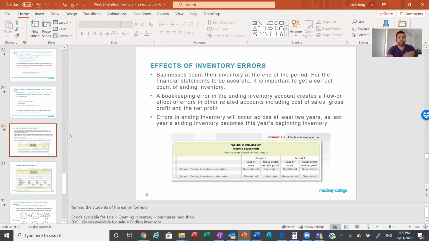Okay, this is important because we need to identify bookkeeping errors, because these bookkeeping errors create a flow-on effect in relation to other accounts, not just the stock on hand, but also the cost of sales, the gross profit, and the net profit. Those errors will affect two periods, because your closing stock then becomes your opening stock the following year. Your opening stock then forms part of your cost of goods for the following year. So it's really, really important that those errors are picked up as soon as possible.